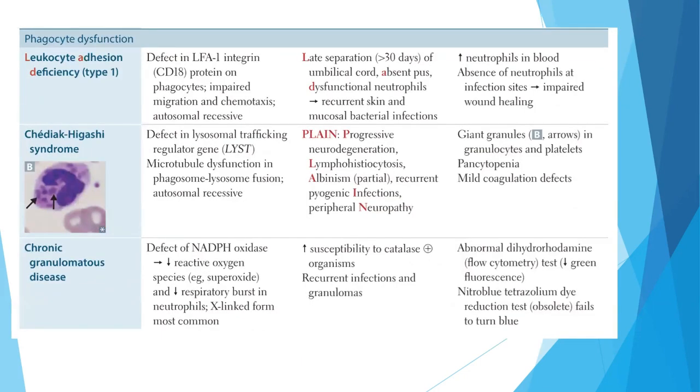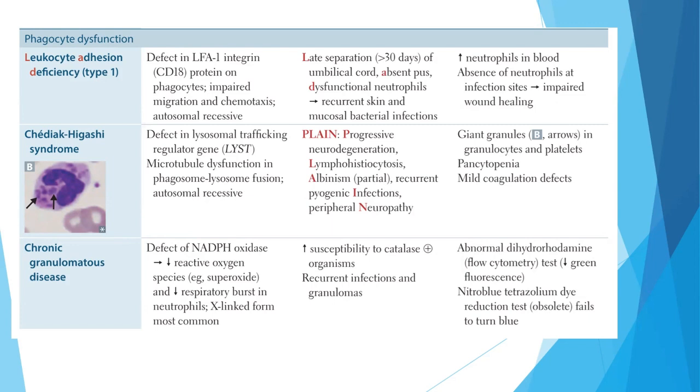Leukocyte adhesion deficiency type 1, there is defect in the LFA-1 integrin protein on phagocytes. So there is impaired migration and chemotaxis. Remember this word, impaired migration and chemotaxis. There is a late separation of umbilical cord, very important buzzword to identify the condition in your examination. There is absent pus and there is dysfunctional neutrophils.